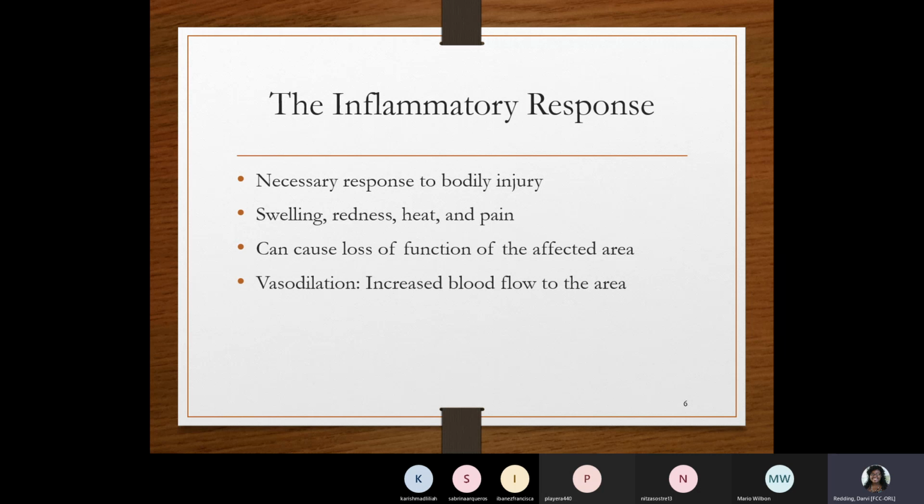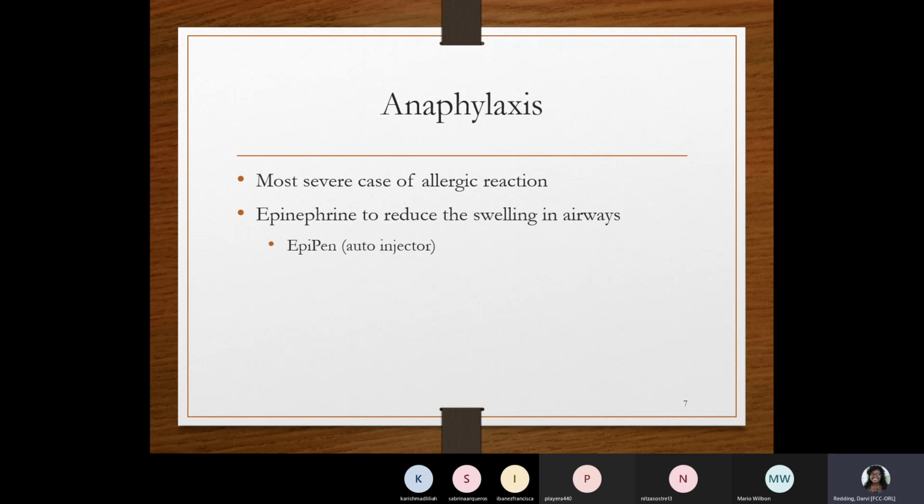And so the purpose of when a person has inflammation, there is blood rushing to it. So there is a vasodilation, which I was trying to explain earlier, but this slide further proves my point that there is an increased blood flow to the area in the inflammatory response. And so now that we talked about the inflammatory response, we'll learn about anaphylaxis.